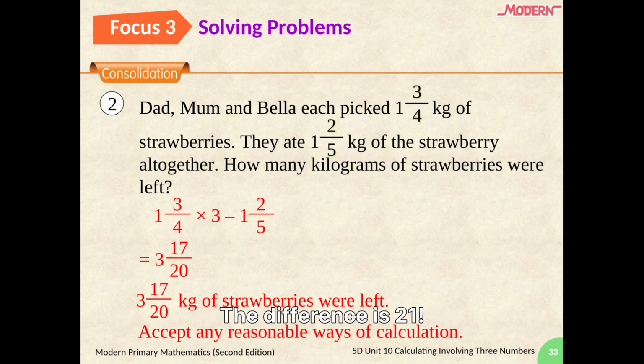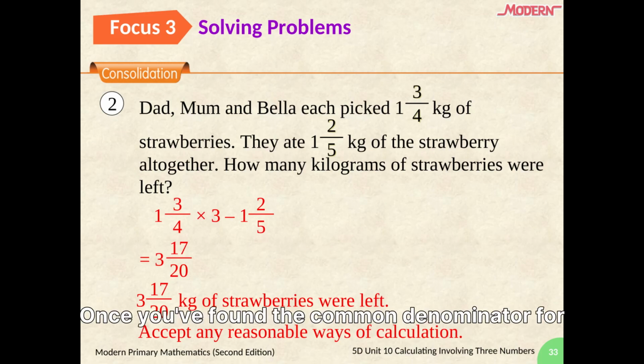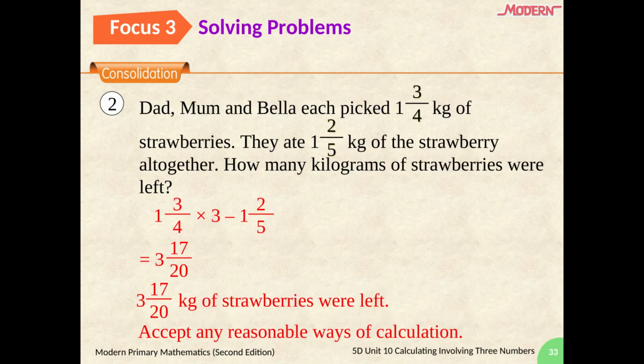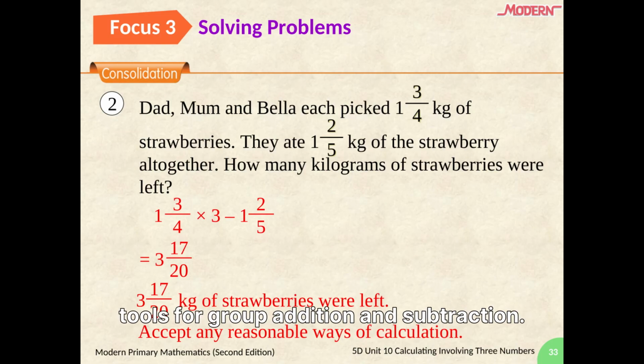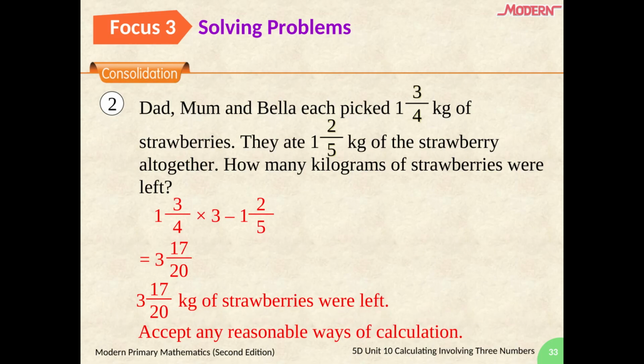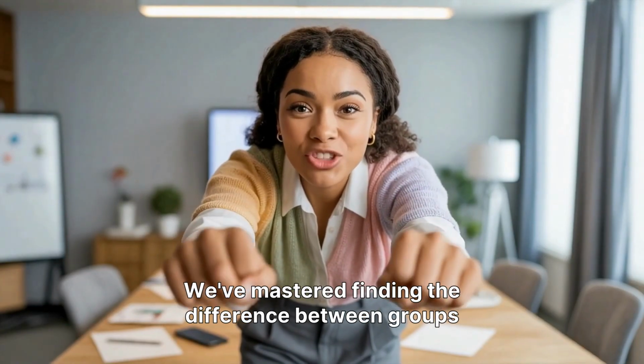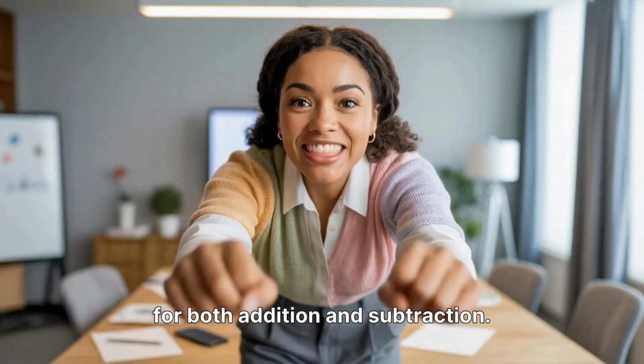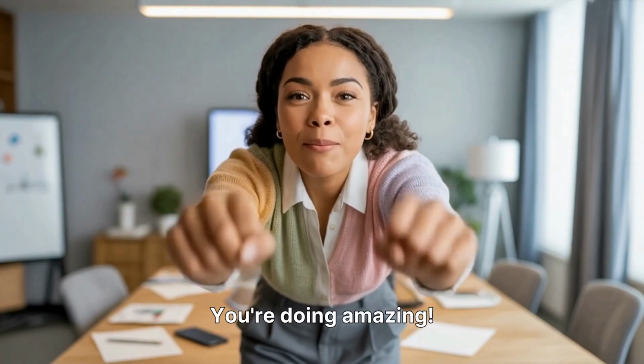The difference is 21. This slide is the perfect proof of why method 2 is so powerful. Once you've found the common denominator for the altogether question, solving the difference question takes only a few seconds. You've now mastered the complete set of tools for group addition and subtraction. You're a true math professional. Section 9 is complete. We've mastered finding the difference between groups and learned how to use single expressions for both addition and subtraction. You're doing amazing.